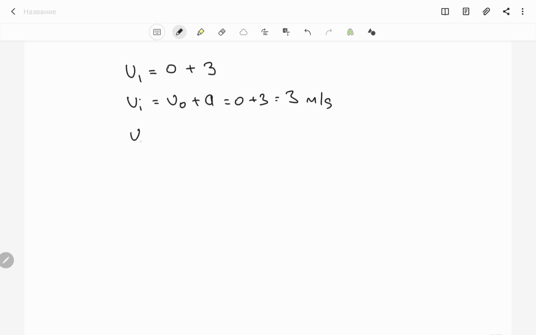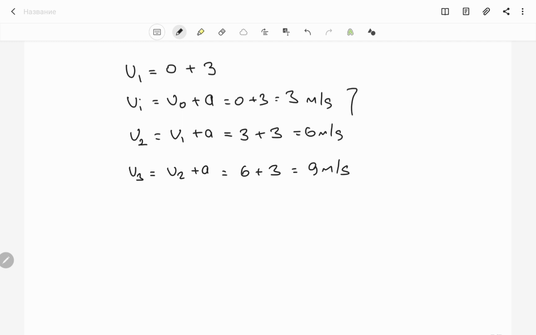After 1 second, the initial velocity before 1 second was V1. Again, we need to add acceleration because the car is still accelerating with the same acceleration. So velocity 1 second before was 3 plus acceleration again 3, it will be 6 meters per second. Velocity at point 3 equals velocity at point 2 plus 1 acceleration, because velocity 2 is the velocity 1 second before. So it will be again 6, the initial velocity for this case, plus 1 acceleration, it will be 9.